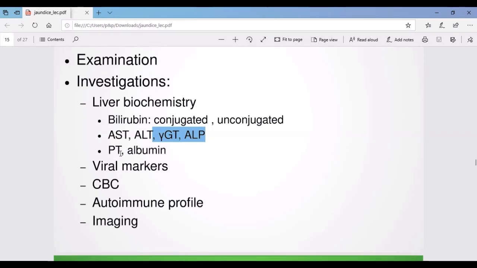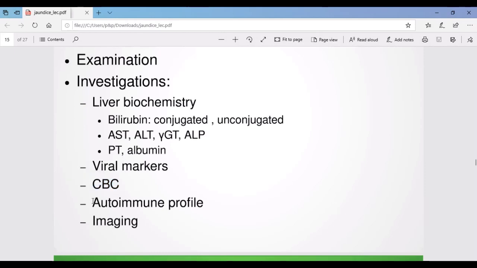We check the prothrombin time and albumin level to assess for chronic hepatocellular function. We assess the viral markers for hepatitis A, B, and C. Hepatitis A is one of the most famous causes of jaundice. We check CBC because hemolytic anemia is one of the causes of jaundice.